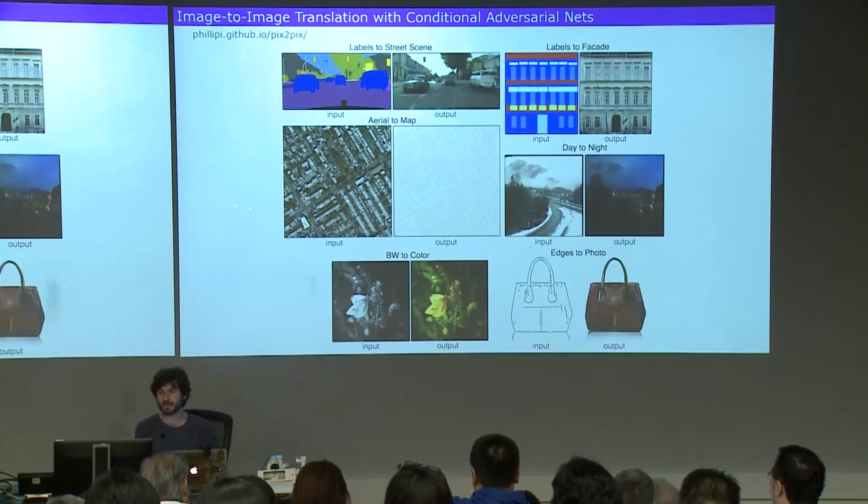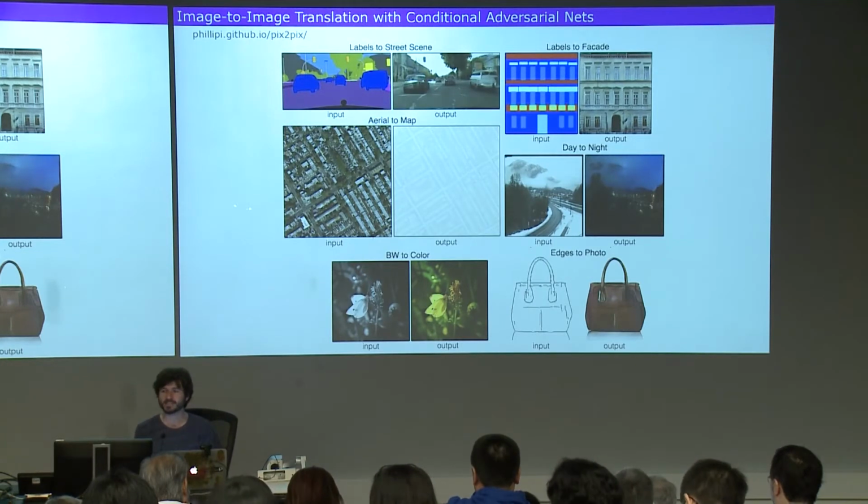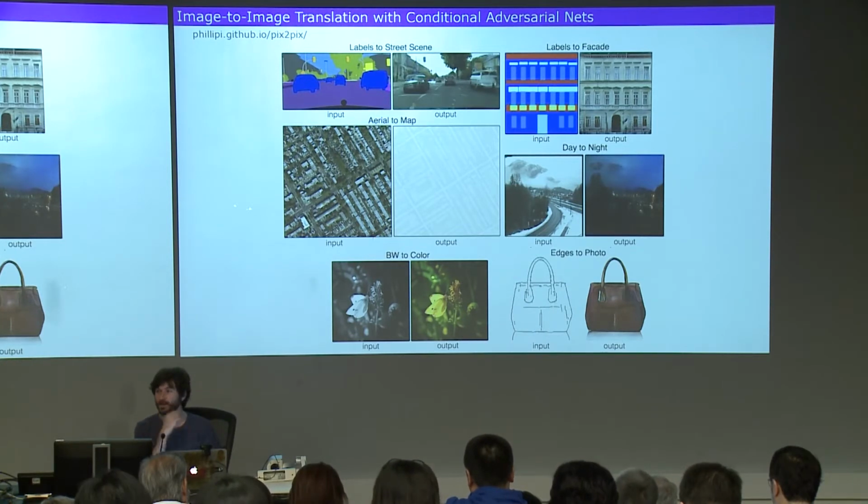And Pix to Pix is basically just the combination of the things that we just looked at. It's a generative adversarial network which is conditioned on an input image, and it learns whatever you give it a data set of. So it's very generalizable, right?